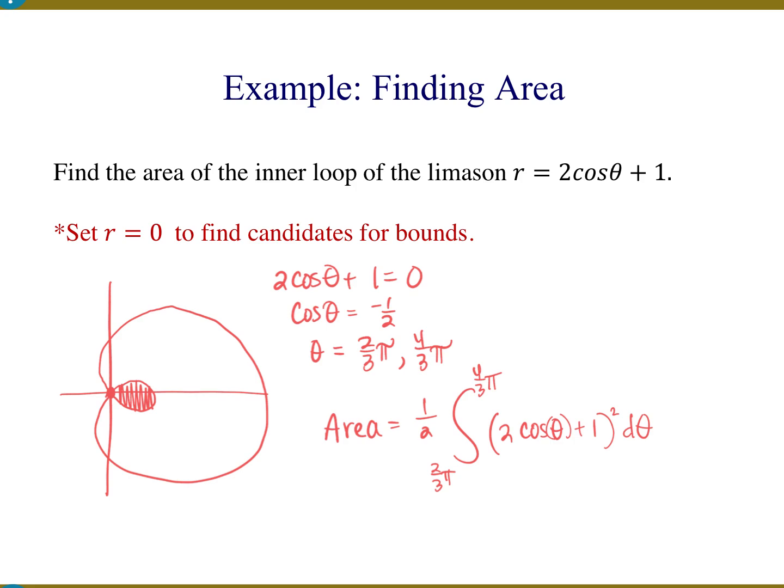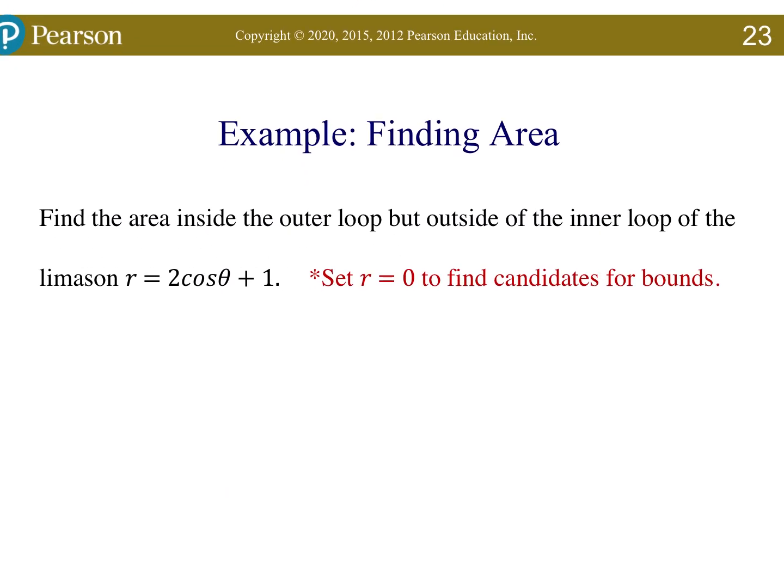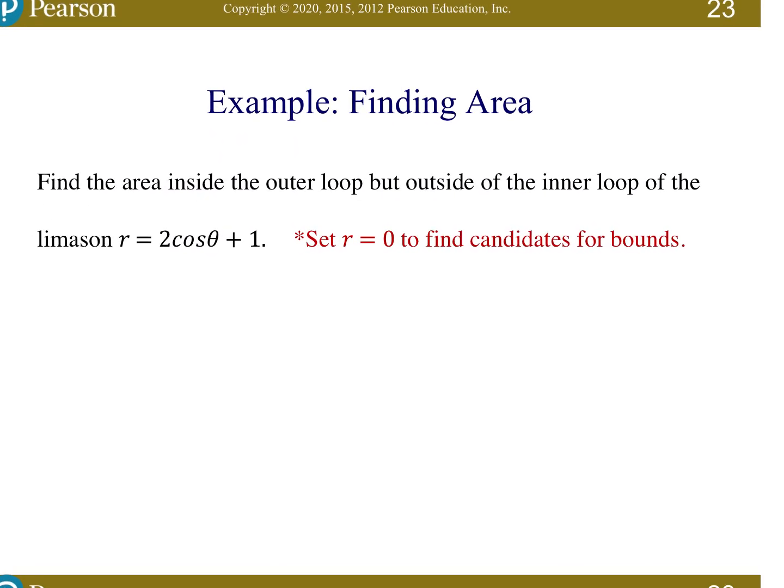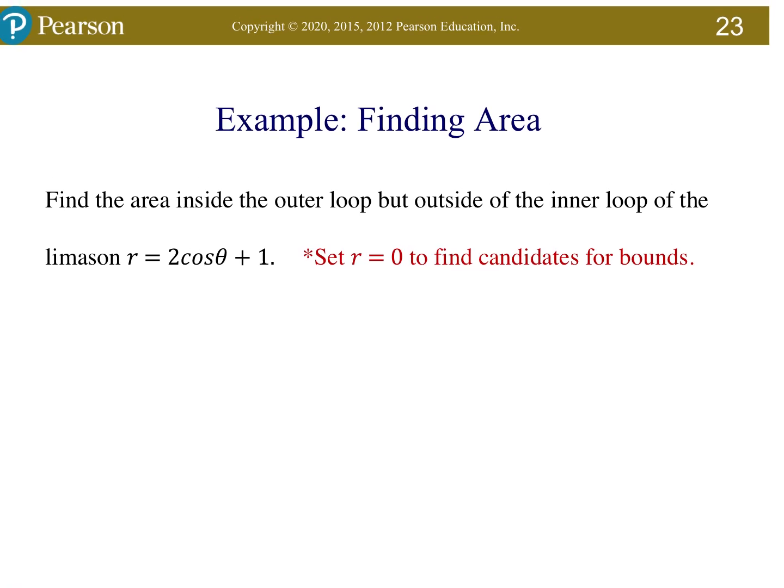I know you know how to type in a math 9. Okay, same shape. How do you find the area inside the outer loop, but outside the inner loop? Inside the outer loop, but outside the inner loop. Do you understand what I'm asking? Okay, so it's this, and I want all this area.